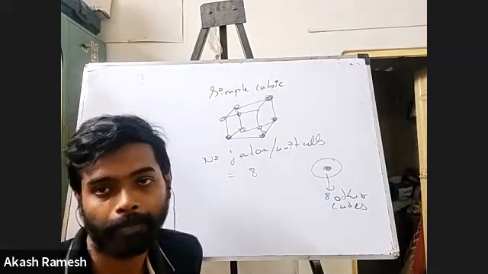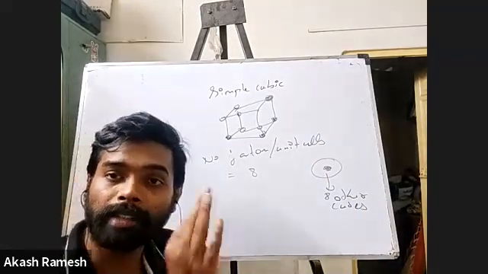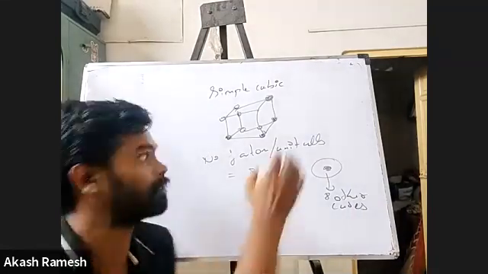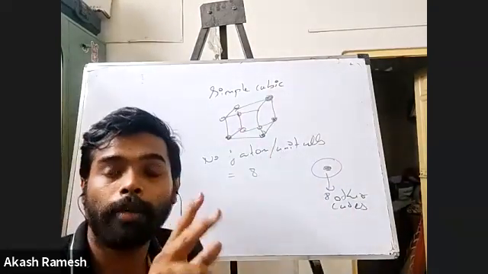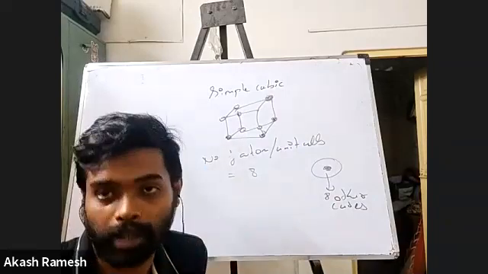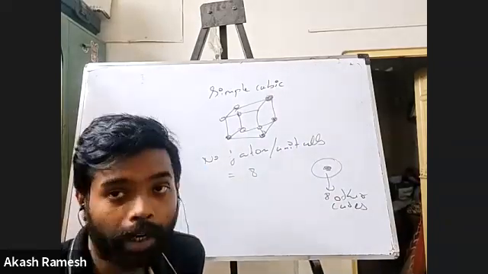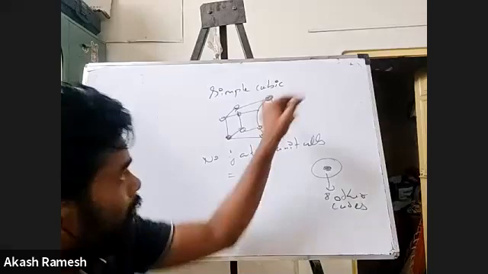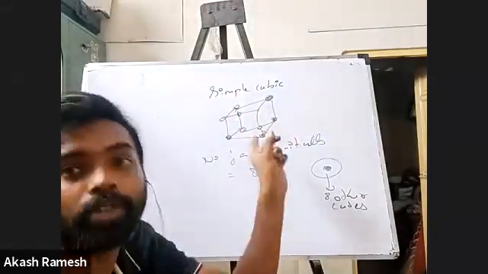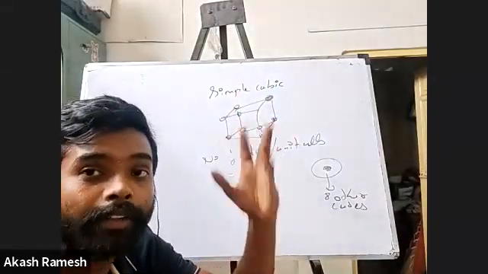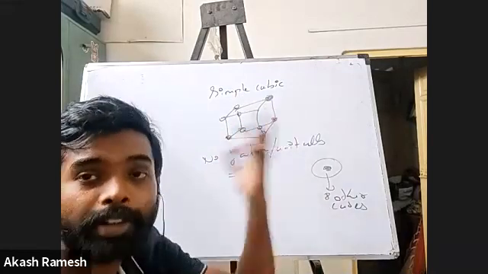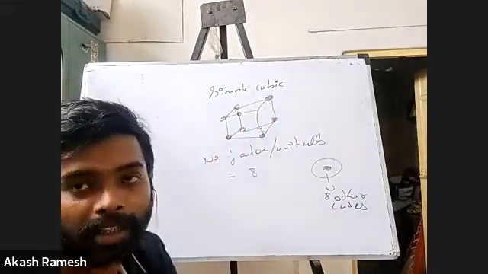So from a single vertex, you will be able to generate 8 more cubes like this. These lattice points are not only for this unit cell. This particular lattice point is divided among 8 unit cells.